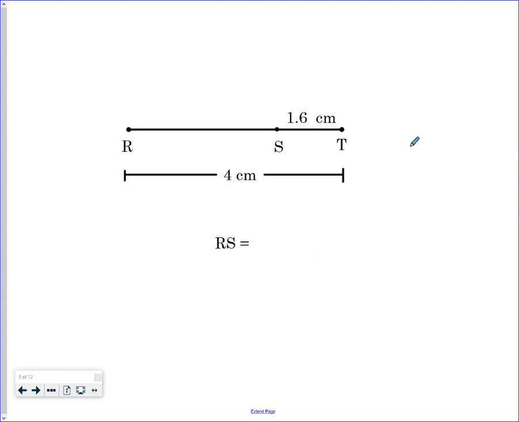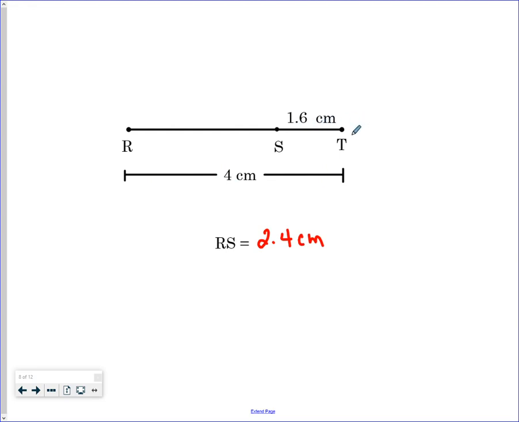This one, don't say anything out loud just yet. This time we're looking for the length of RS. Okay? What do you guys think that would be? 2.4 centimeters, right? How did we get that? Okay, so you could take the whole thing, the 4, and subtract the 1.6, right?